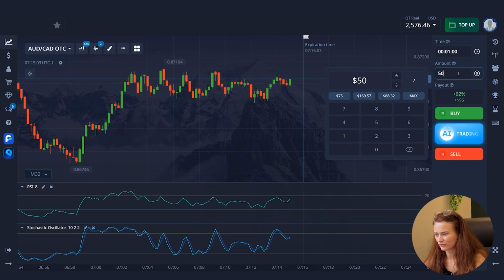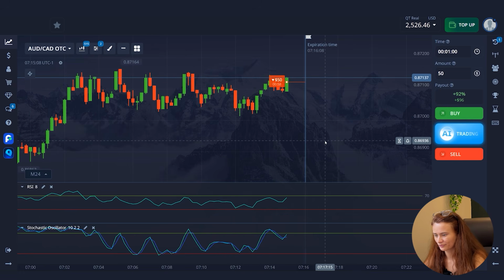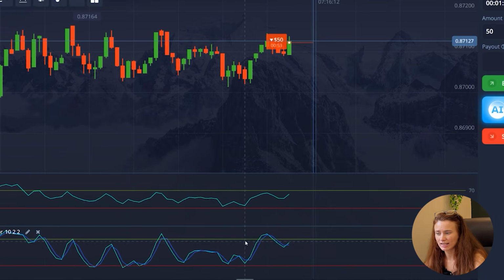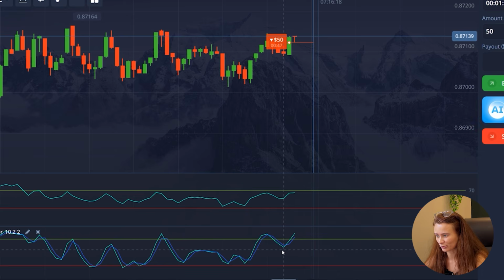I will limit the amount of the trade to $50 and we will open a trade to reduce the price. And now look carefully. I see that the stochastic oscillator indicator lines have crossed level 80 from top to bottom and started to decrease. The first trigger is indicating a reduction in price.